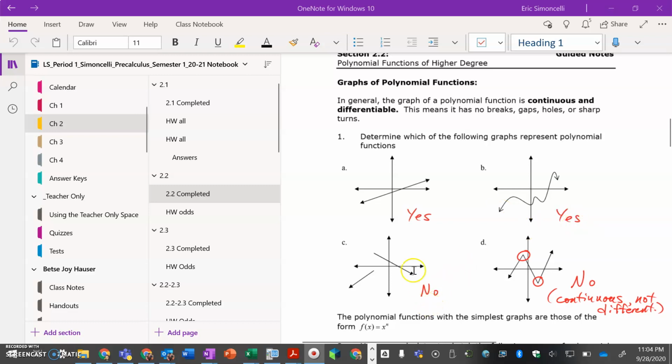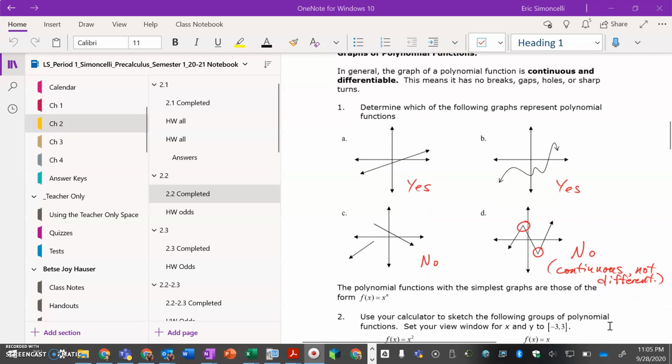Letter C is no. There is a break here, or you can even say gap. So no, for sure, it's not a polynomial function. Well, part D, there are 2 sharp turns here. So no, it's not fulfilling the differentiable end of things, but the continuous end of things, it actually does continue. Although there's sharp turns here and here, there's no definitive break or stopping point really in this continuous graph. So it's definitely not a polynomial, but it is continuous, not differentiable.